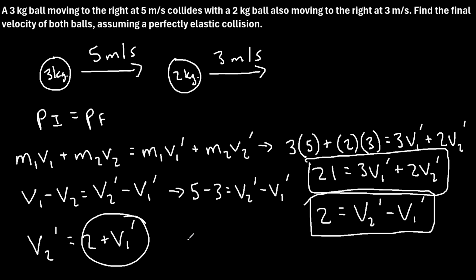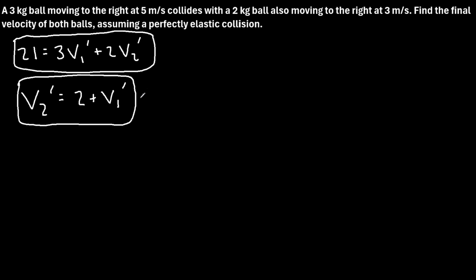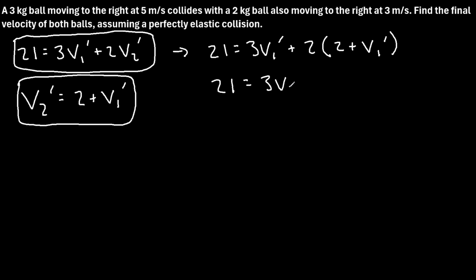Okay, so here are the two equations that we left off on. We're going to take this value for v2 prime and plug it in. Here's what we get: 21 is equal to 3 times v1 prime, plus 2 times the quantity 2 plus v1 prime. Notice that now this equation only involves v1 prime, so we can solve for that value. Simplifying, we get 21 is equal to 3 times v1 prime plus, distributing the 2, 4 plus 2 times v1 prime.